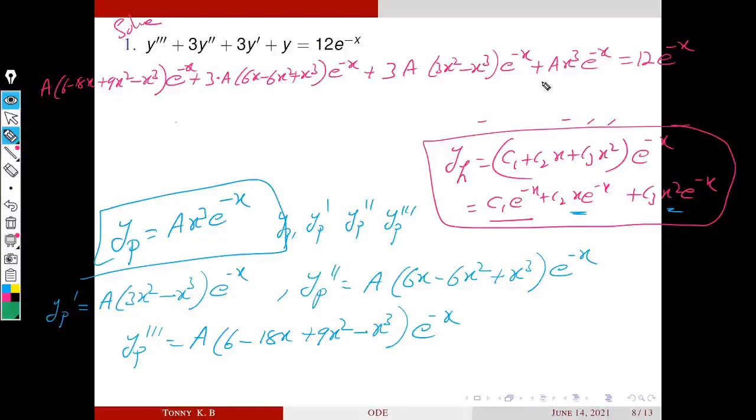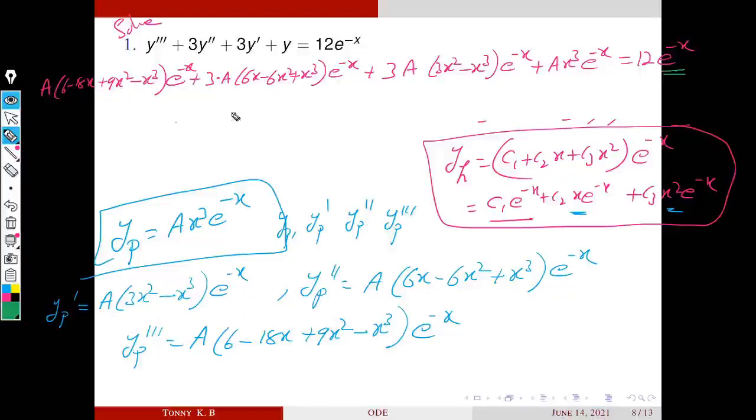Next, we have to compare the coefficient of e raised to minus x. Here on the right hand side, the coefficient of e raised to minus x is 12. And what is the coefficient of e raised to minus x on the left hand side? This is a term containing x cube into this one. If you expand this bracket, there is always x into e raised to minus x into something. There is no term containing e raised to minus x alone, only x into or x square into. But here there is one term, that is 6a e raised to minus x.